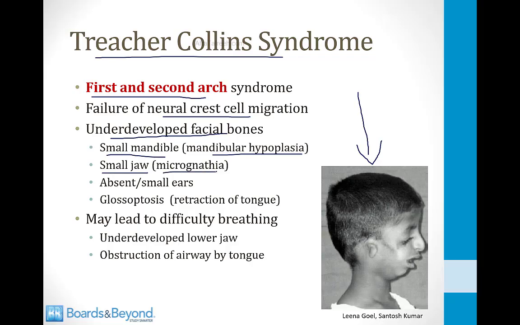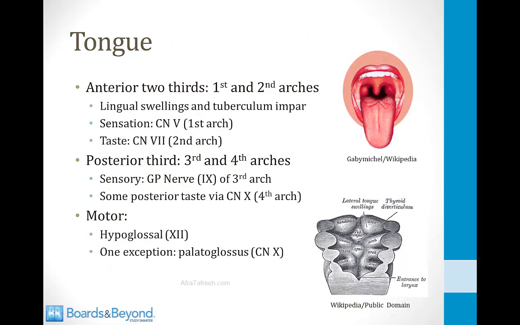This is called micrognathia. Their ears may be absent or small, and they can have glossoptosis, which is retraction of the tongue. And besides the disfigurement, Treacher-Collins syndrome can lead to difficulty breathing. That's because the lower jaw is underdeveloped and the tongue can obstruct the airway. I'll finish with this slide on the tongue.